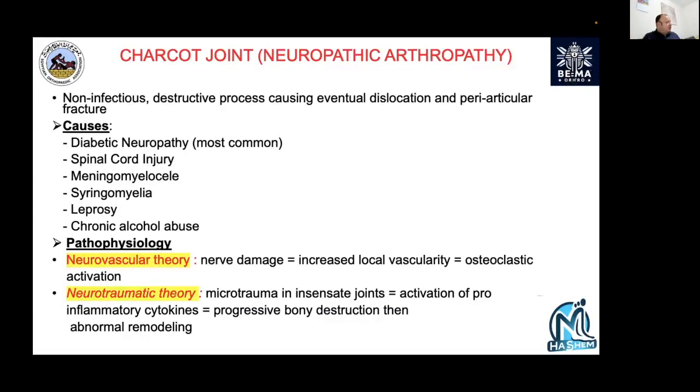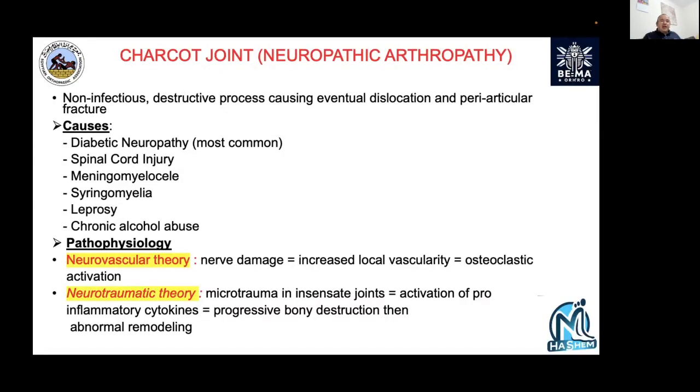Charcot can happen with any cause of neuropathy. On top of them is the diabetic because it's the most common cause. The whole neural axis should be examined. The patient may have a stroke, may have a spinal cord injury, may be a chronic alcoholic, have meningomyelocele, have syringomyelia, whatever. Syringomyelia is the commonest cause of Charcot arthropathy in the shoulder or upper limb.